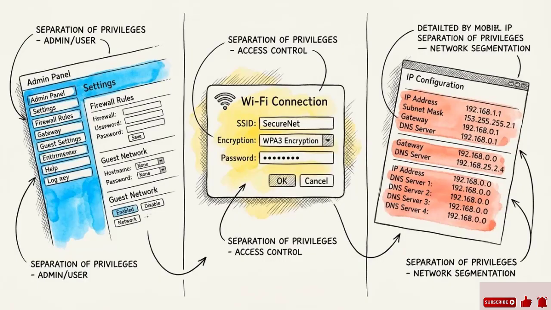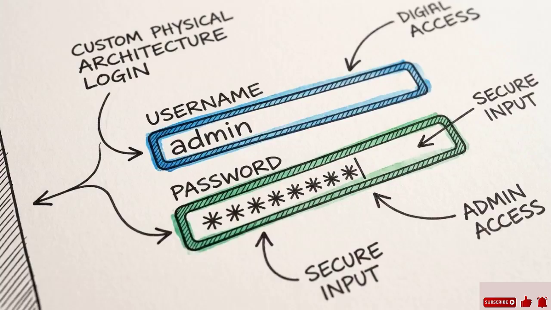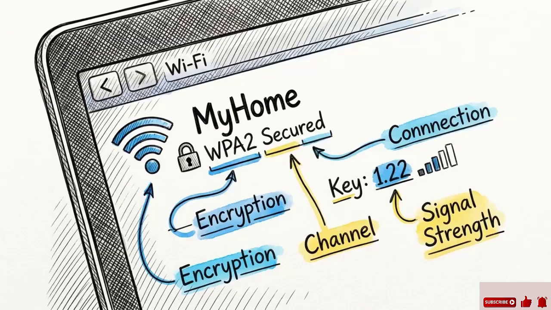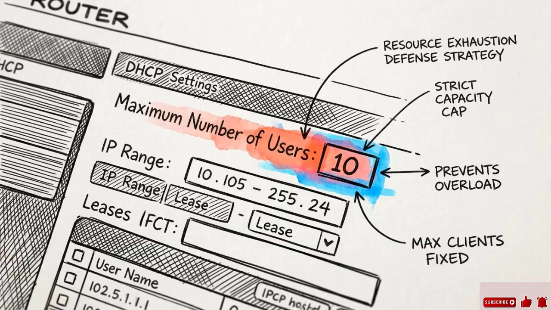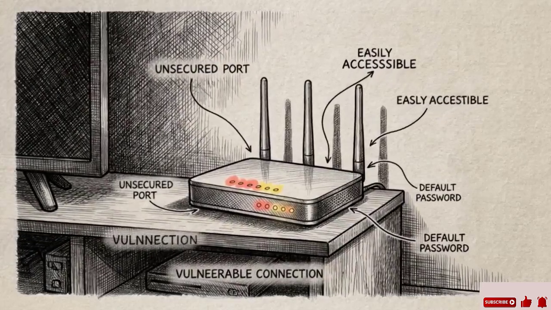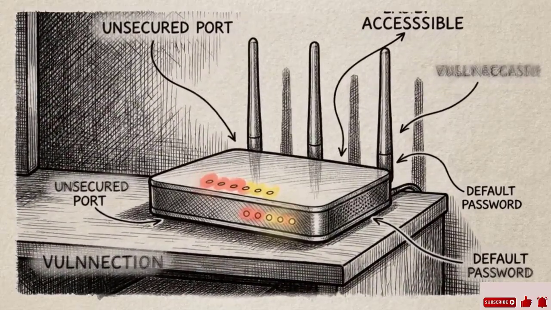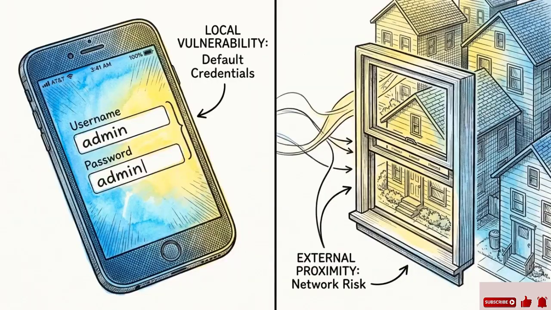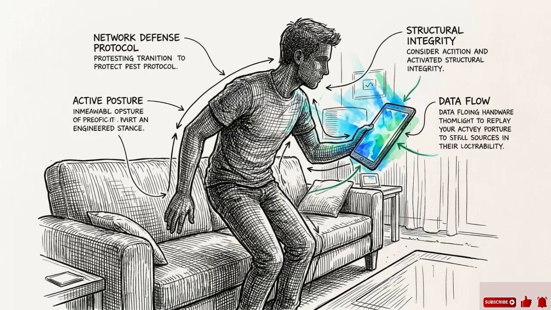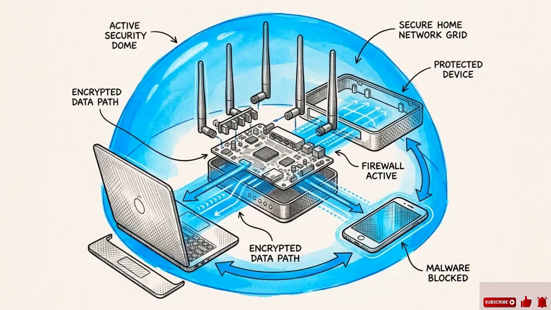Separation of privileges, a custom login for the physical architecture, encrypted mathematical parameters for the radio waves, and a strict cap on the available address pool. Consider the vulnerabilities existing in your own living room right at this very second. When was the last time you checked your router's GUI password? Are you still using admin? Have you limited your DHCP pool to protect yourself from your neighbors? It is time to abandon the trap of invisible networks. Take these exact networking protocols and actively engineer a secure grid in your own home today.